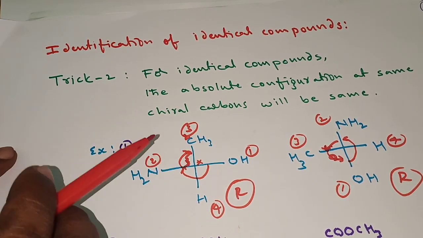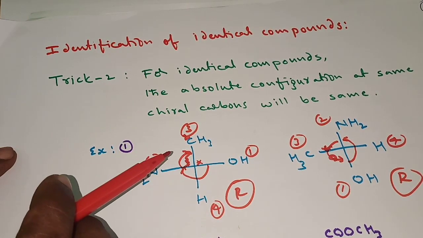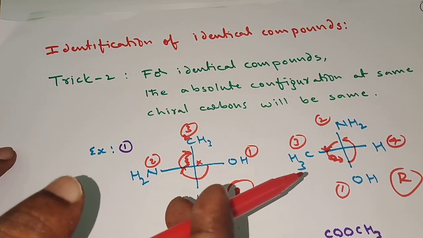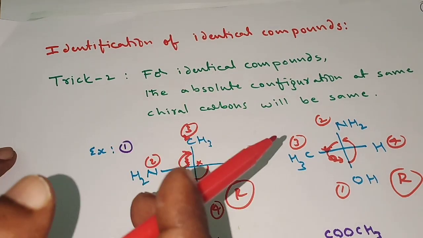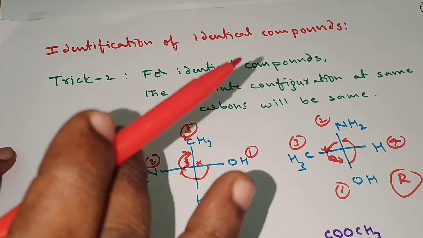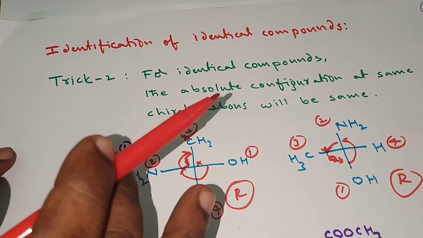After giving the numbering correctly, just find out the absolute configuration for all the chiral centers and compare the absolute configuration of the same chiral centers of the two compounds. In the two compounds, if the absolute configuration is the same at the same chiral centers, those compounds will always be identical compounds.